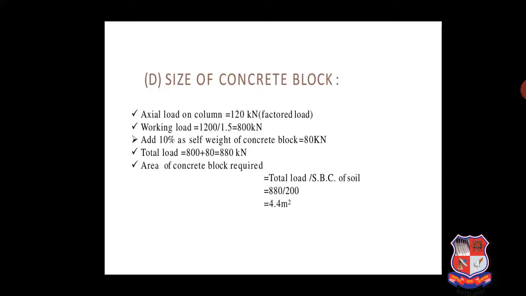Now we can distribute this load to the soil, so total load divided by SBC of soil. Please note it down: for total load you have to consider the working load, not take a factored load. In the given data the load is given as a factored load, so convert it into the working load before we calculate the concrete block required. So 880 divided by SBC of soil. Finally we calculate the area of concrete block as 4.4 meter square.